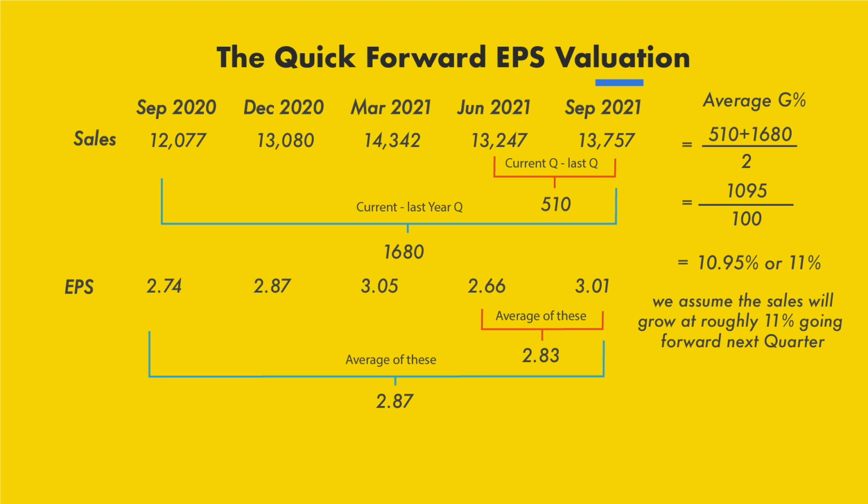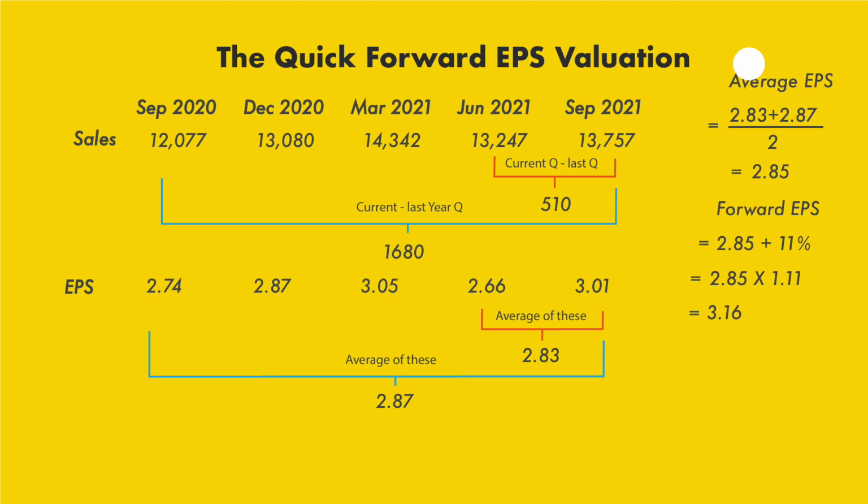Similarly, we'll minus the September 2021 with the September 2020 year over year, which gives us 1680. Now we have to do an average of these two figures. So 510 plus 1680 divided by 2, which is 1095. Now if we do a percentage of that, as in divide by 100, we get 10.95% or 11%. So the 11% that we get is what the company has grown in the last couple of quarters, year over year and quarterly wise.